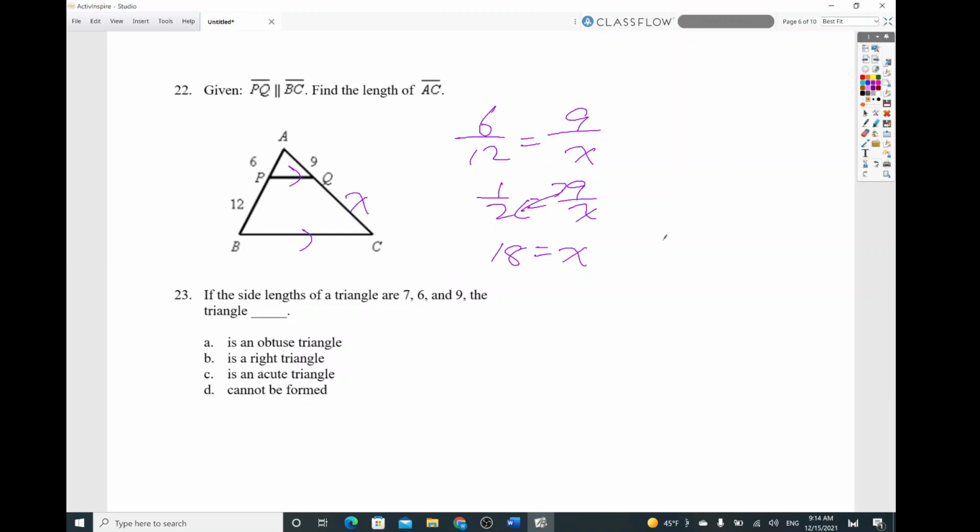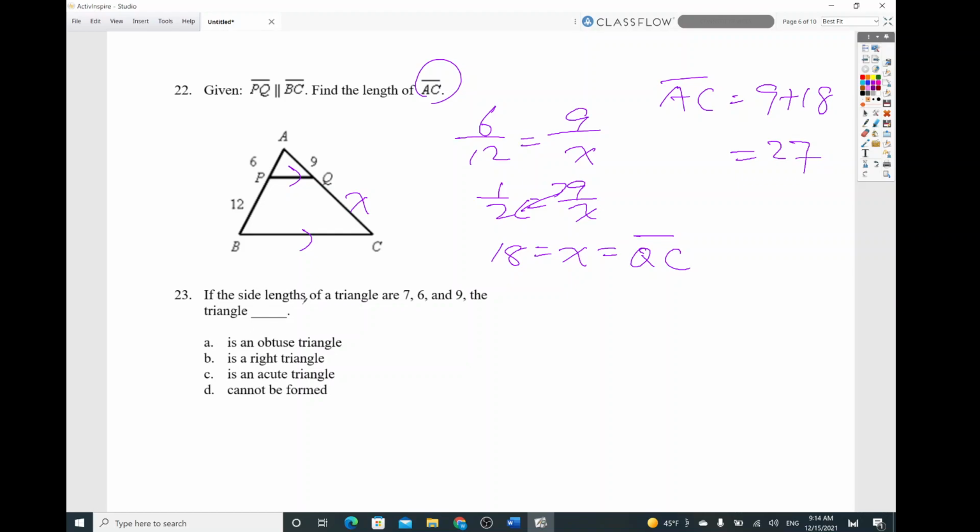So that means segment QC equals 18. But you want to find segment AC. So AC is the sum of those two, the minor segment and the major segment, so AC equals 9 plus 18, which is 27.